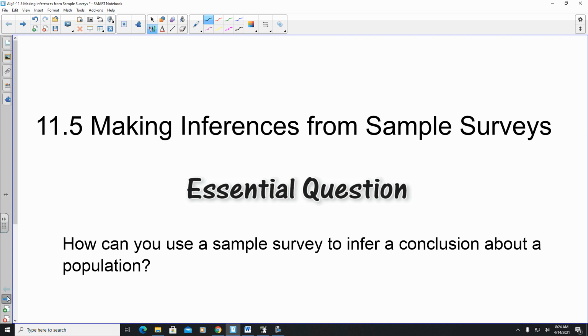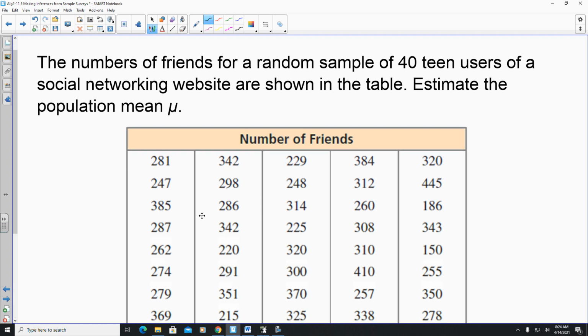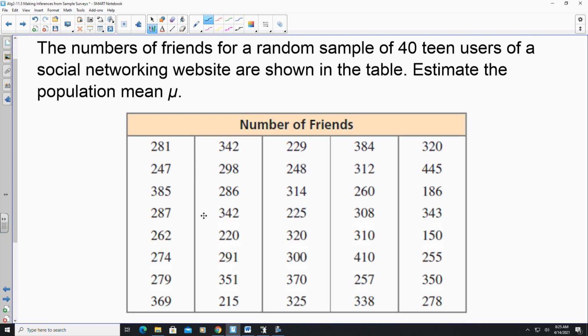One of the first things that they want us to do in this section is estimate a mean of a population, and it usually deals with relatively large numbers for a sample set. So in here it talks about 40 teenagers that use social networking. In this case, this is the number of friends they have on their social media accounts.